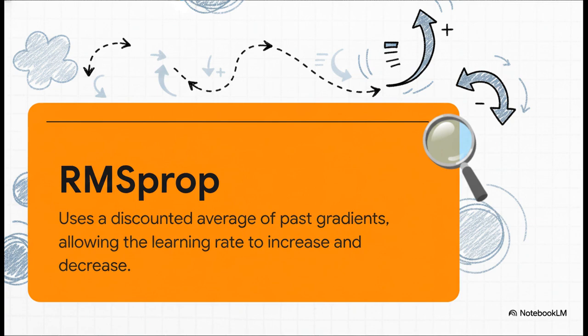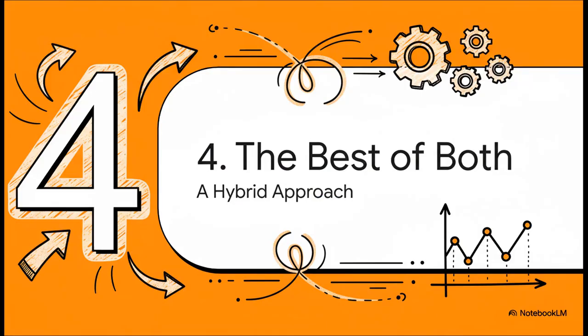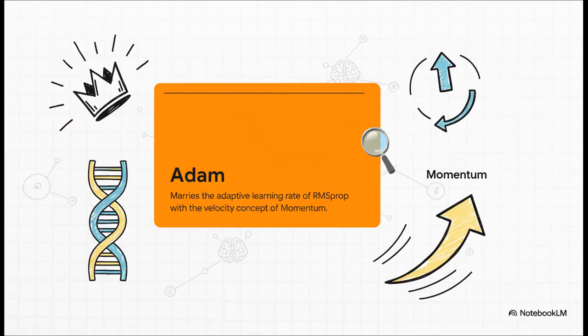All right, so we've got one family of optimizers that's all about momentum and another that's all about adapting the learning rate. So what do you think would happen if we just smashed them together? And that brings us to Adam. For a long time, Adam was the undisputed champion in most deep learning jobs. The name stands for adaptive moment estimation, and it does exactly what you'd think. It just takes the best of both worlds.